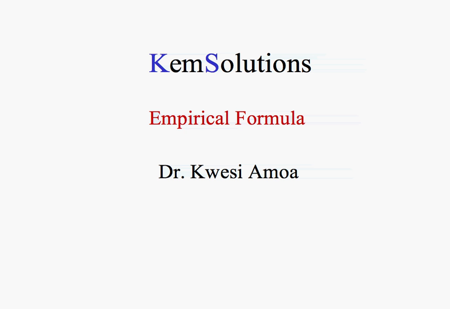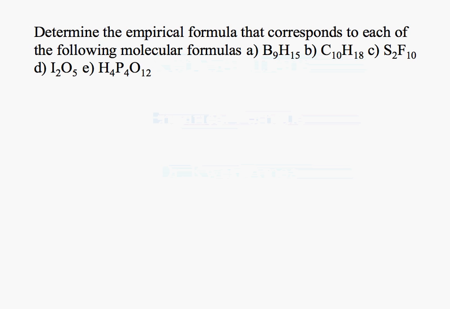Okay, today we're going to take a look at empirical formulas. An empirical formula is simply the whole number ratio that exists between the elements in a compound. It's the whole number ratio that exists in the molecular formula of a compound. So let's look at this problem we have here.